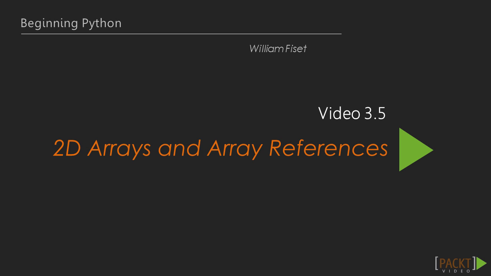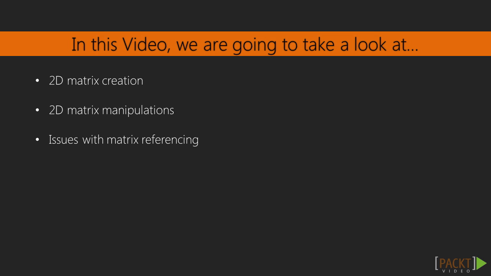Welcome. In the last video, we talked a little bit about the built-in functions in Python and how those apply to lists. However, we're going to change the topic slightly and start talking about 2D arrays or 2D matrices and array references. In this video, we are going to look at how to create a 2D matrix, how to do some manipulations on that 2D matrix, and the issues we have when referencing an array inside of another array.